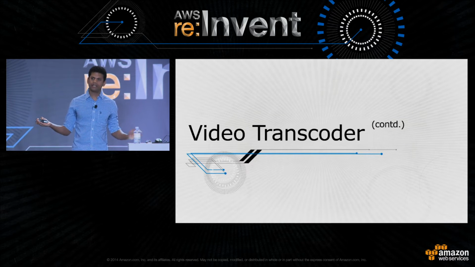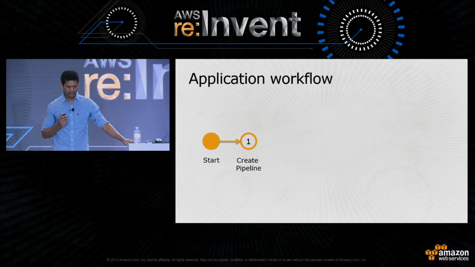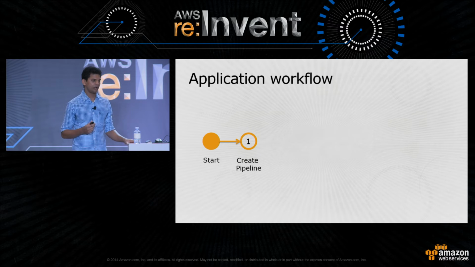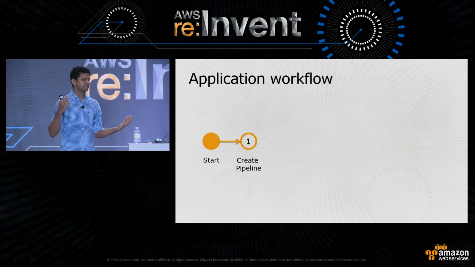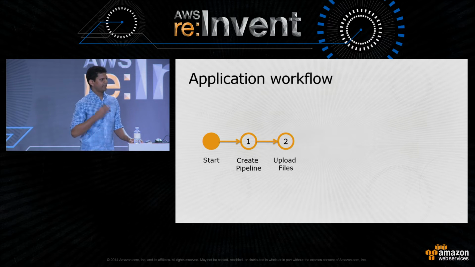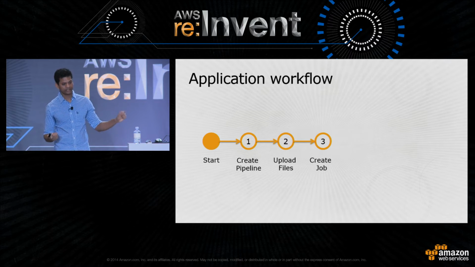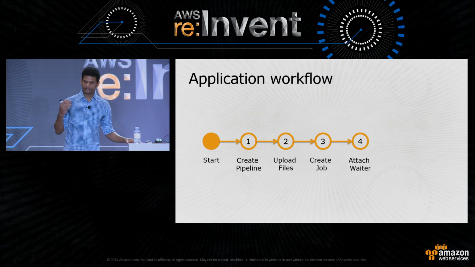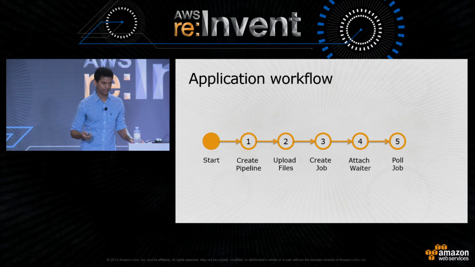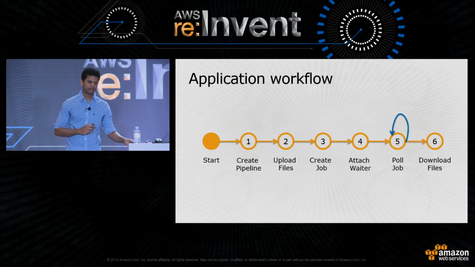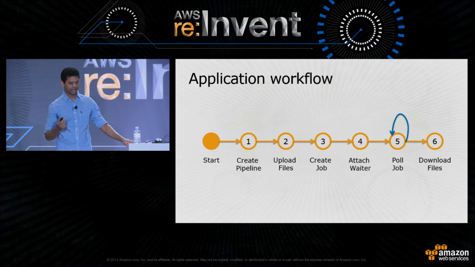Let's now go back to our application and look at the workflow in a little more detail. The first step in the application workflow is to create a pipeline. Amazon Elastic Transcoder uses pipelines to create jobs. It's similar to a queue. Our application then uploads files to S3 and creates a transcoder job pointing to the files that it just uploaded. As soon as the job is created, our application attaches a waiter to the job that was just created, and then polls the job until the job is complete before downloading the encoded files back from S3 again.